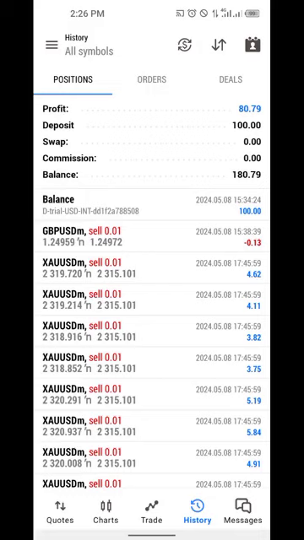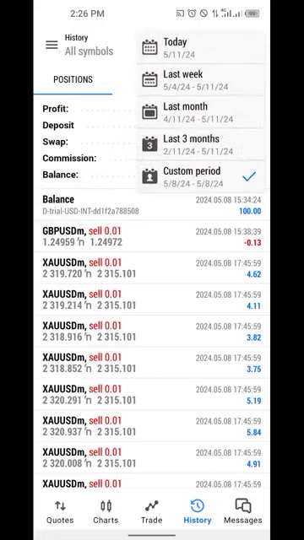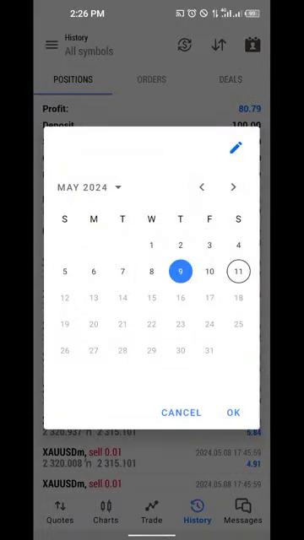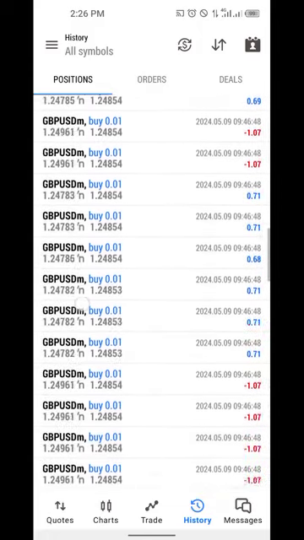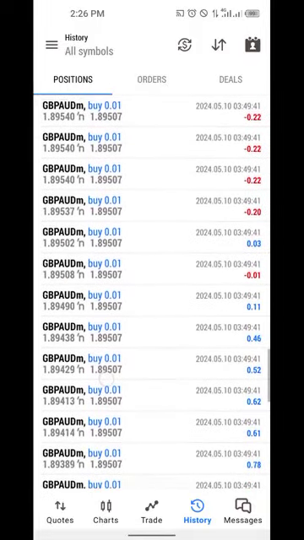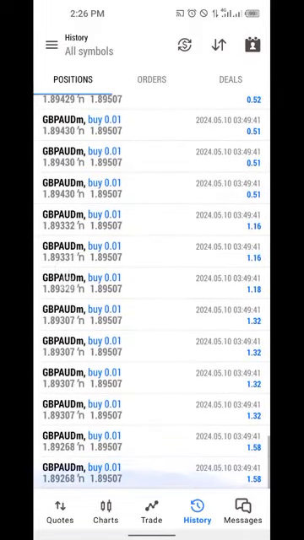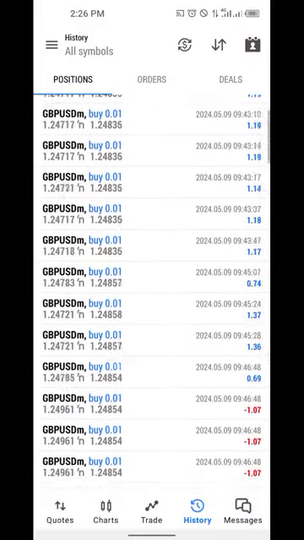Okay, so when I deposited $100, you can see that I made profit of $80.79 for Wednesday, which was 8th of May. Now let's see what happened on the 9th of May. On 9th of May, I made just $27.12. As you can see, the trade that day was crazy. I wasn't much focused, but I still came out profitable.